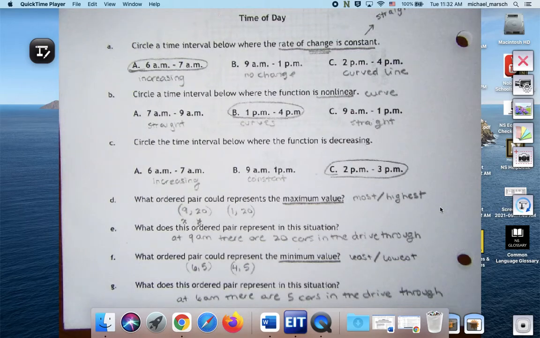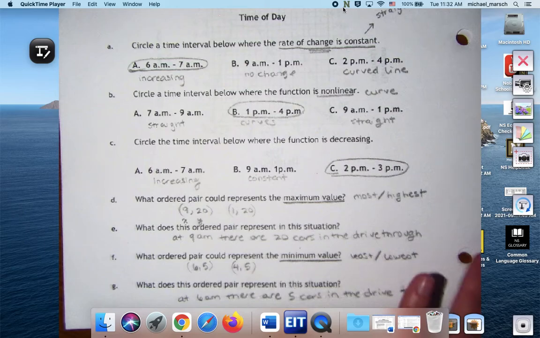Okay, we're going to stop right there today. We will finish this up tomorrow, and then we'll do the study guide tomorrow.